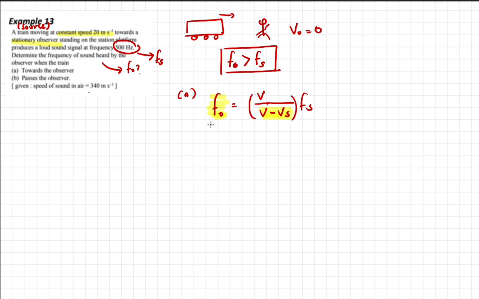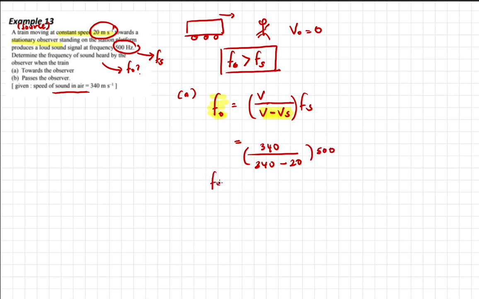So next we just have to substitute the value. V is the speed of the sound in air. So V is 340 divided by V, again 340, minus velocity of the source or the speed of the source, which is 20 meter per second. So minus 20, multiplied by frequency of the source, which is 500 Hz.